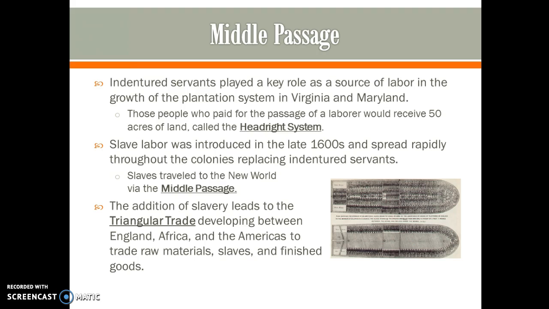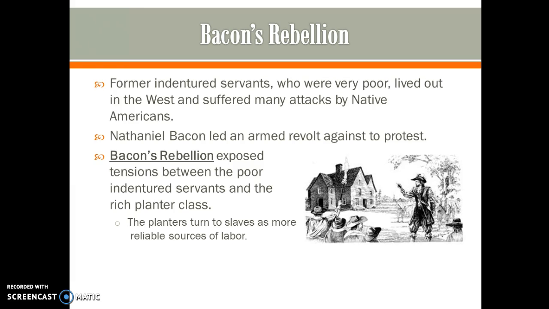The addition of slavery leads to the development of the triangular trade, in addition to the Columbian Exchange. The Columbian Exchange was strictly between Europe and America, but the triangular trade describes the triangle that was established from Europe to Africa and then to the Americas. And again, it's the trading of raw materials, but also slaves, and the finished goods from the Americas to Europe.